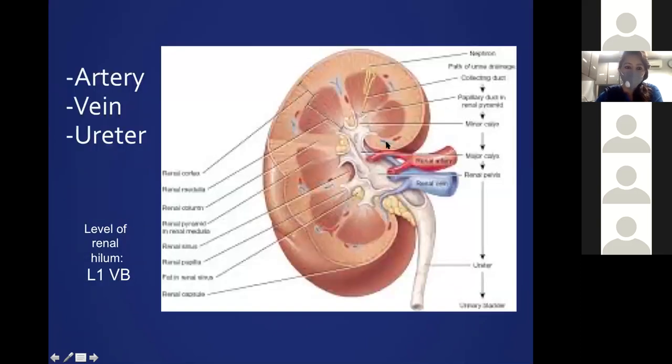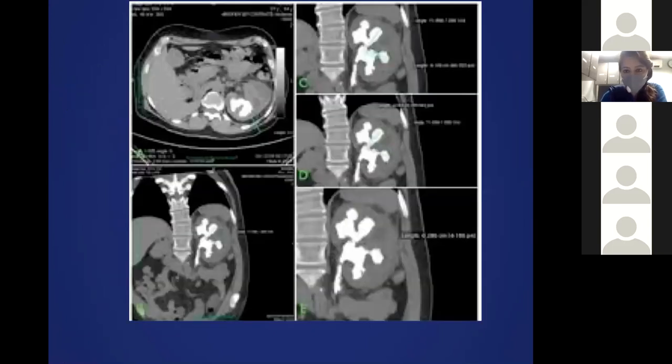Okay, this is the normal anatomy of the kidney. You must have all learned it, as this is your last class of this session. You're already, I think, done with the anatomy and the pathology, so I'll not go into detail of this anatomy. We'll focus more on the imaging.